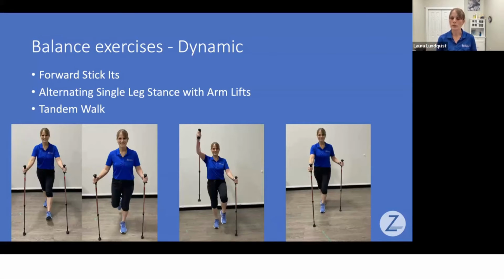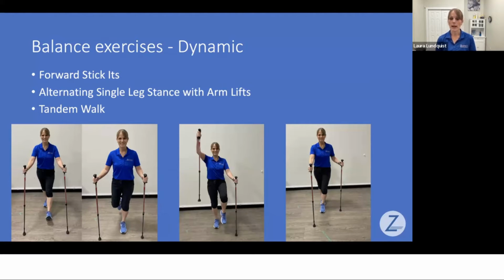For a lot of people, this is a really difficult exercise when they have no stabilizing point, right? But if we add those walking poles, sometimes that's just enough to be able to do this effectively and with good control. We can also take our one leg stand, and instead of it just being the static stand that it was in our previous slide, we can do an alternating single leg stance, maybe with an arm lift, right? So then we're reducing how many points of stability we have.